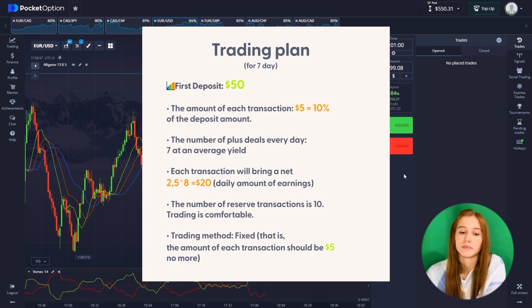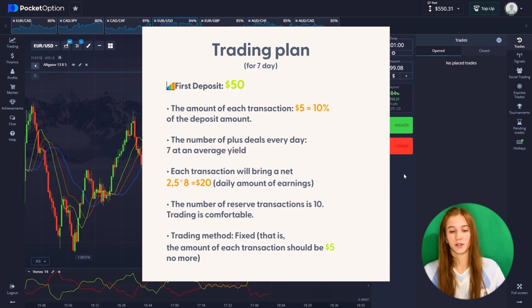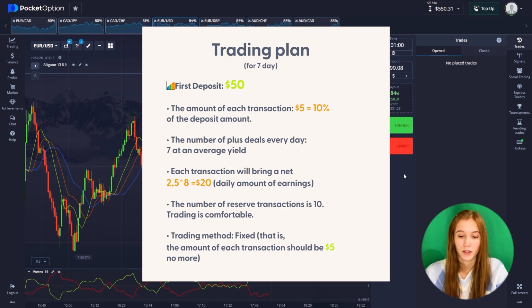It's my trading plan for 7 days, and you can find in my VIP group for 7 days, for 14 days, for 3 weeks, for a month, and so on. So the first deposit is $50. The amount of each deal is $5. So it's 10% of the deposit amount itself. And we have about 7-8 profitable deals every day.